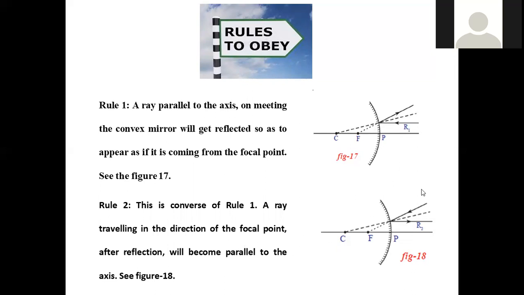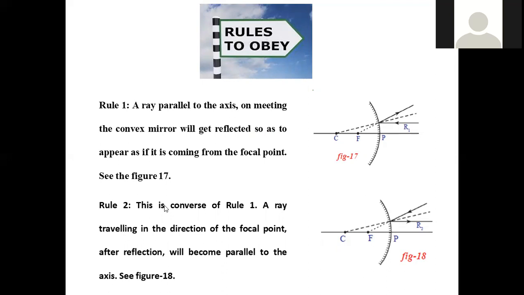In the second rule, we denote this ray 2. That means the incident light is denoted with R2. Ray 2 originates from the object and falls on the surface of the curvature. You can say it is a convex mirror. Later it falls on the same point called the focal point, and in the same direction it moves back parallel with respect to the principal axis. That is condition 2.